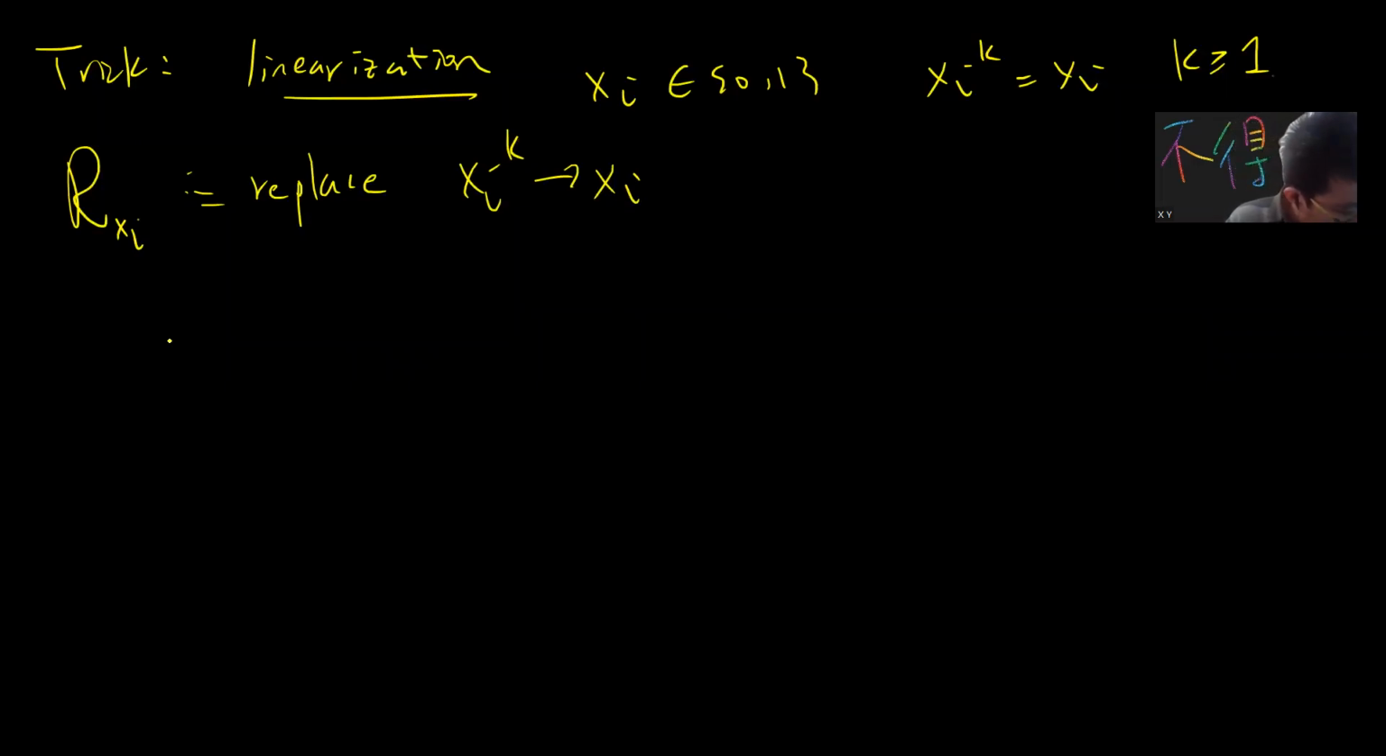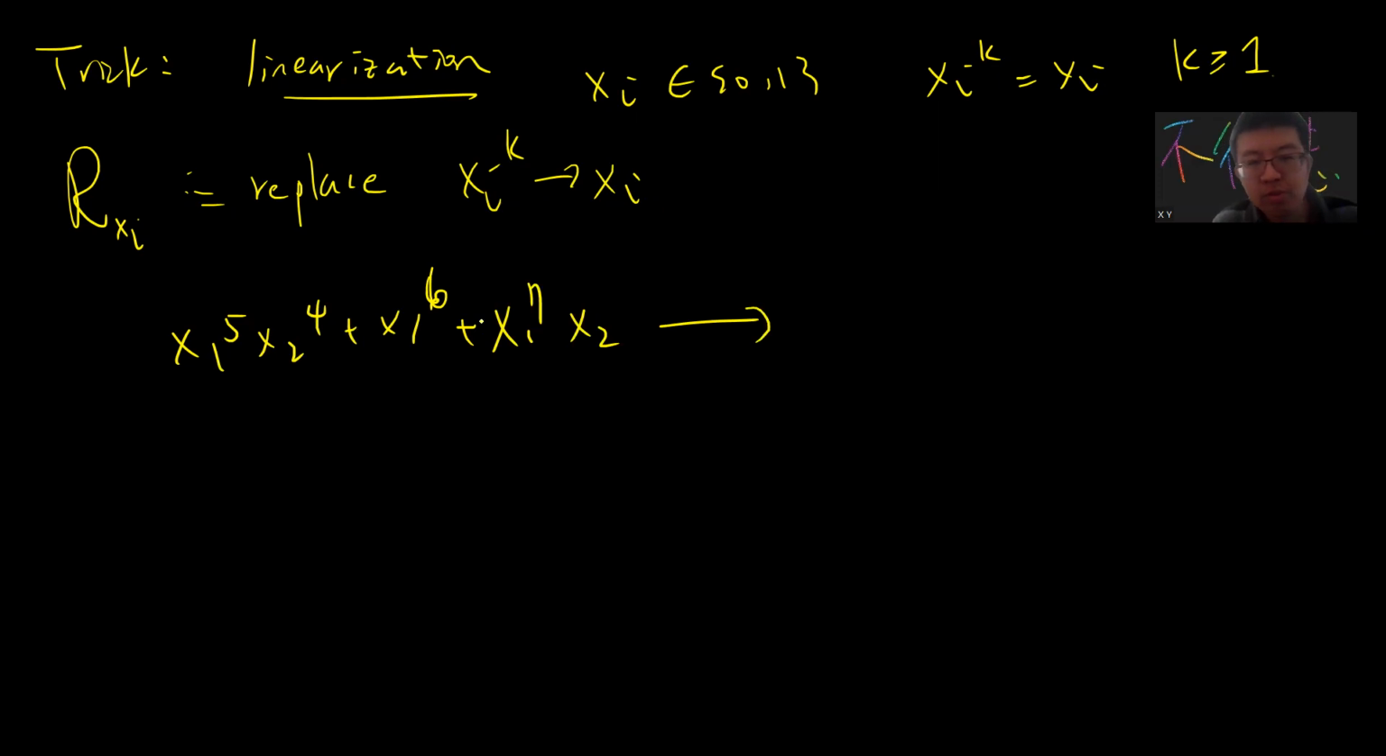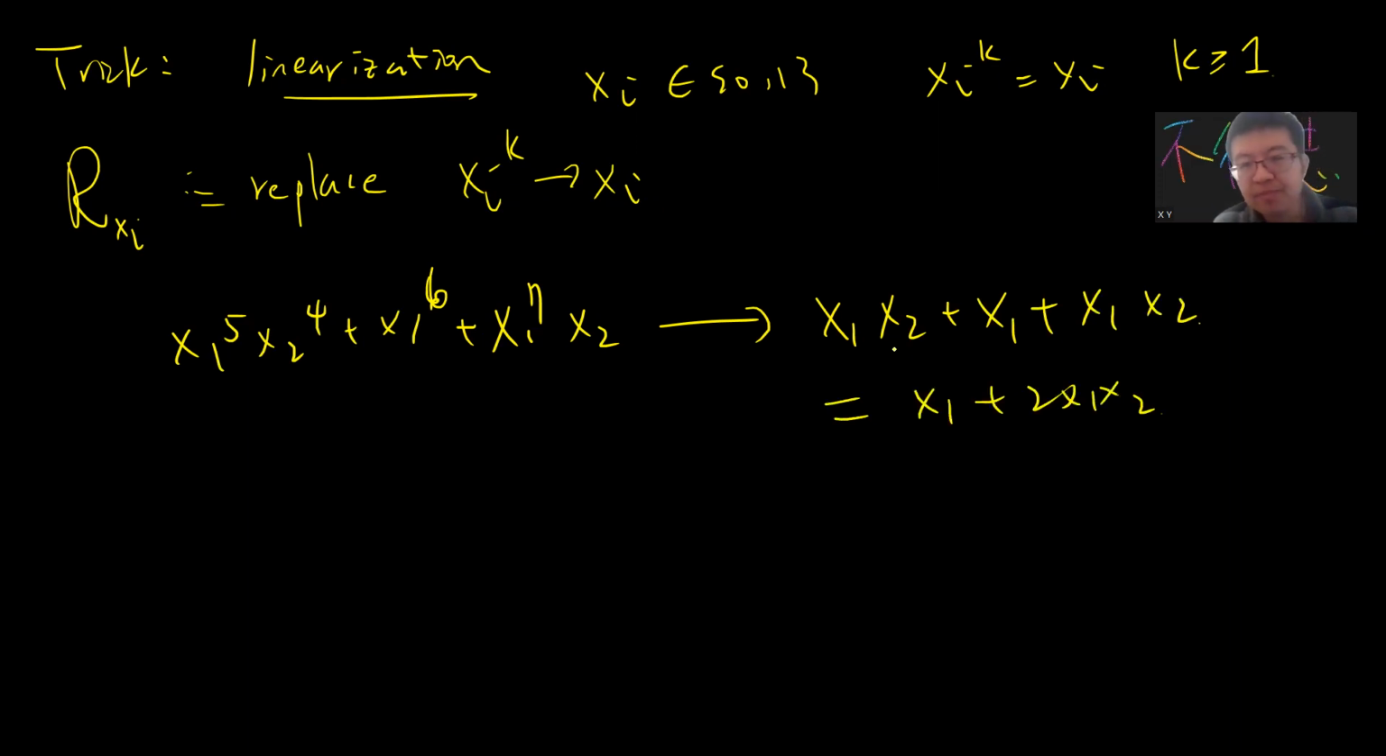For example, if I have some polynomial like x1 to the 5 times x2 to the 4th, plus x1 to the 6, plus x1 to the 7 times x2, then after linearization this becomes x1 x2 plus x1 plus x1 x2, which is x1 plus 2 x1 x2. You can just simply use this.